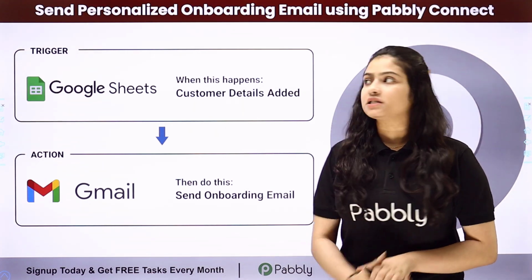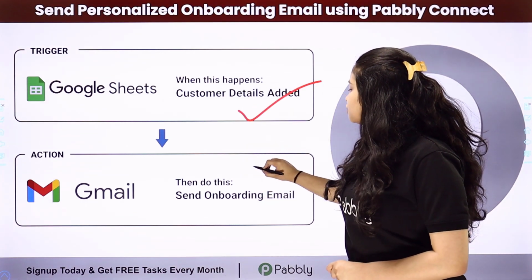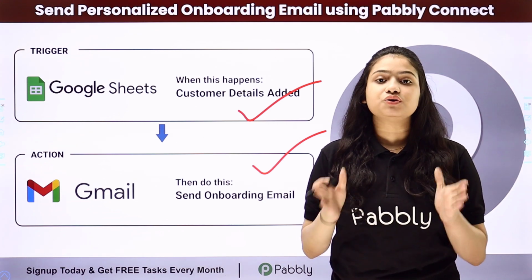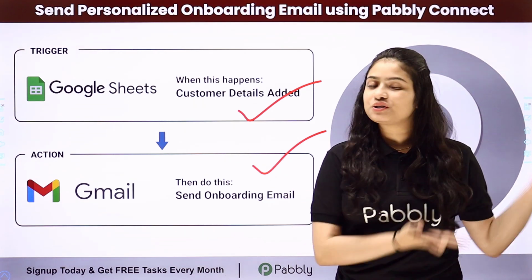Pabbly Connect works on two principles, trigger and action. So in trigger, we are going to take Google Sheets, and in action, we are going to take Gmail. And we will connect both of them in order to automate this entire process. And to learn the entire automation step by step, let me take you all to my screen.